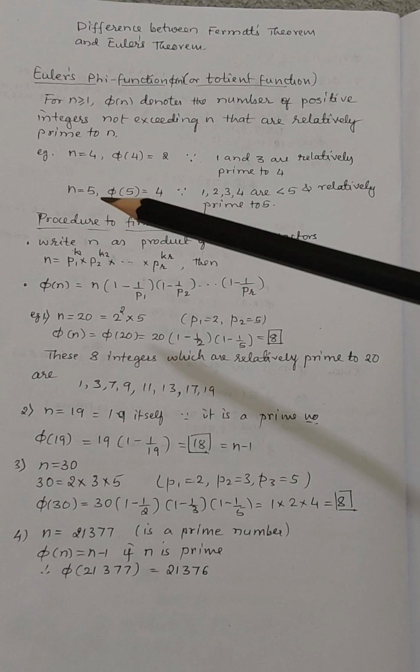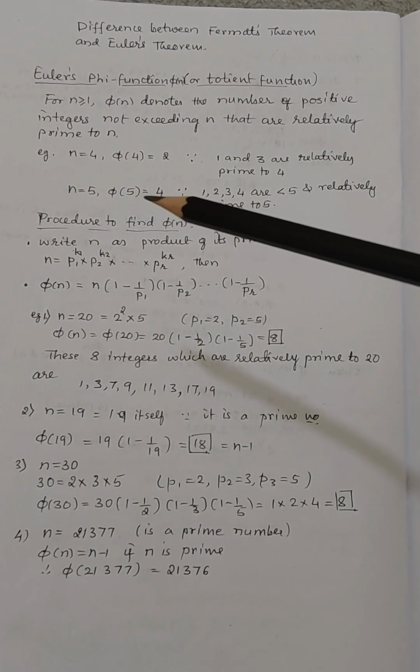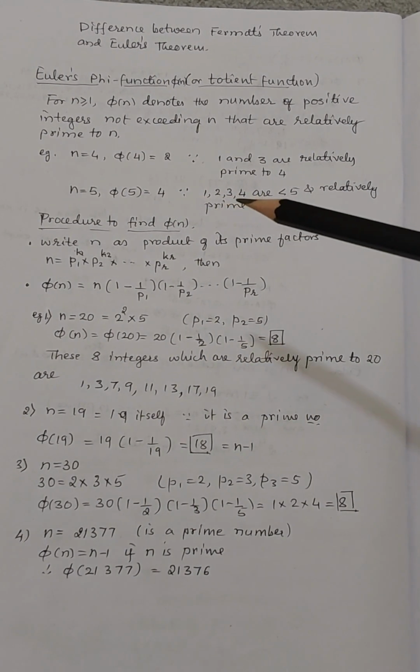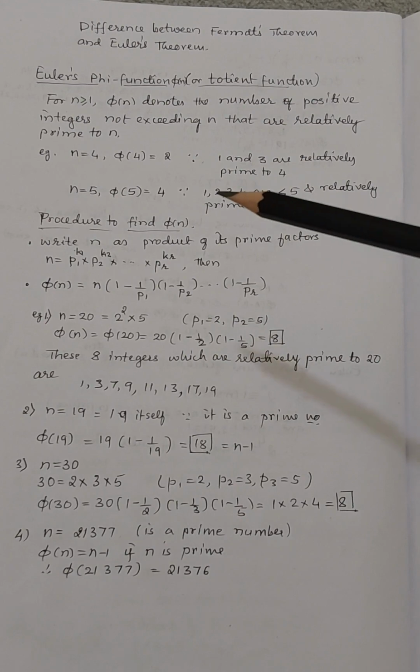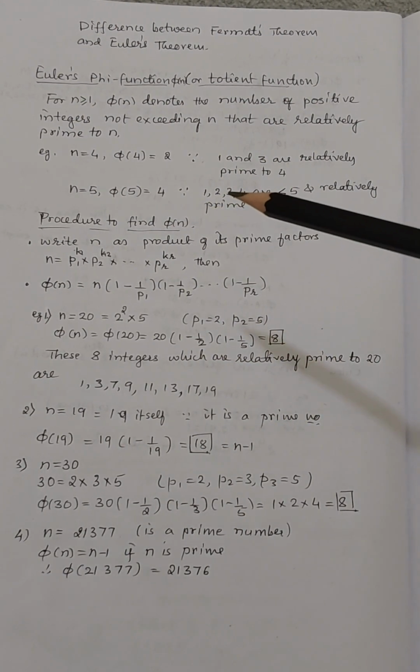If n is 5, then the Euler's totient of 5 is 4, because the numbers which are less than 5 are 1, 2, 3 and 4. All of them are relatively prime to 5. So the count is 4 here.